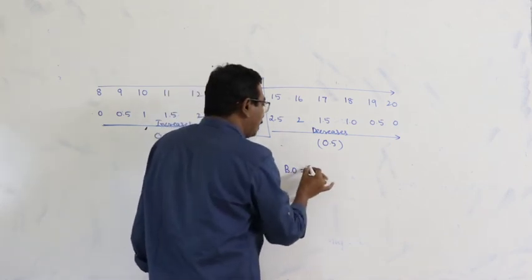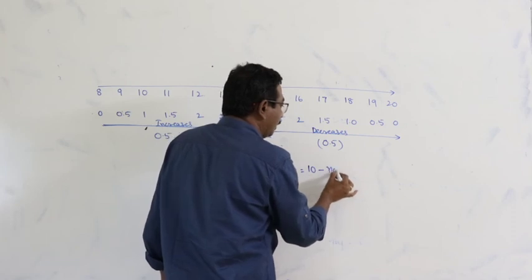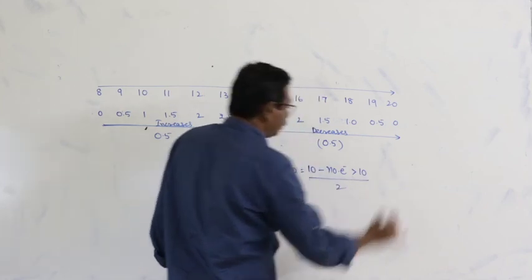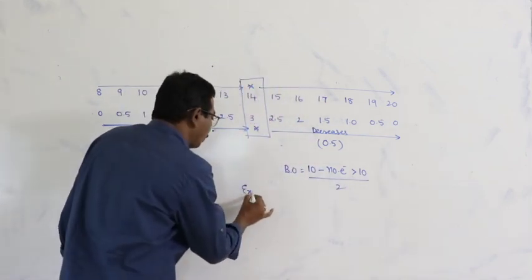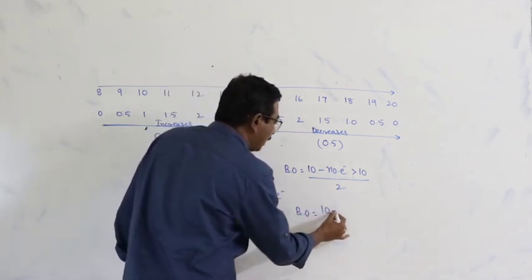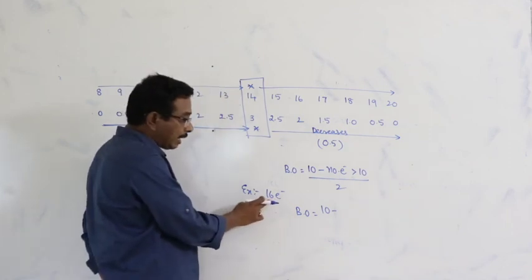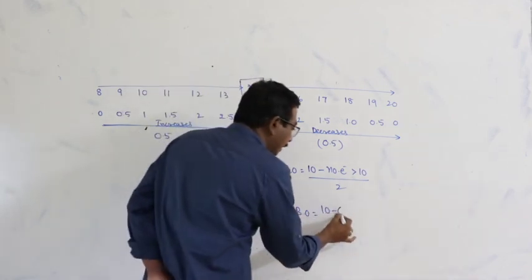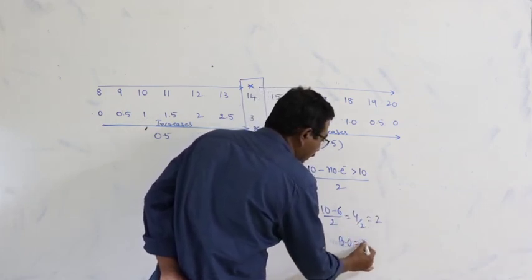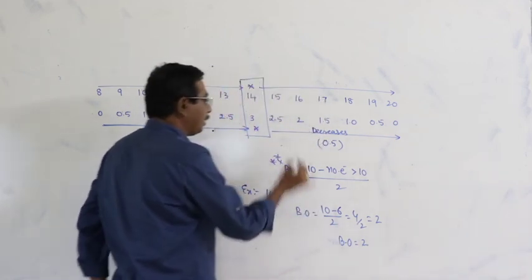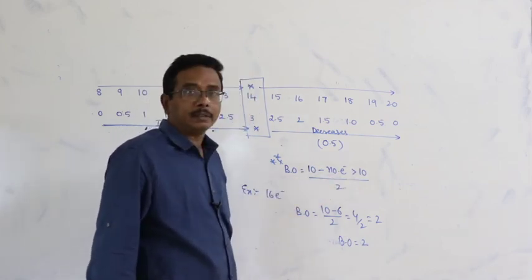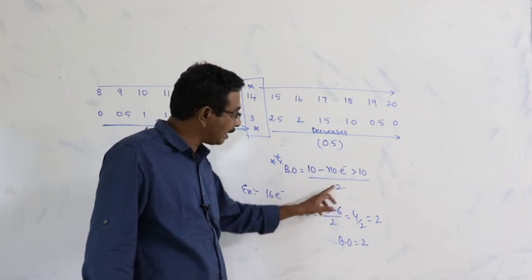What is that? Bond order is equal to 10 minus the number of electrons greater than 10, divided by 2. Example: suppose 16 electrons are there. Bond order is equal to 10 minus, here this is 16, how many electrons are greater than 10? 6 electrons. 10 minus 6 by 2, that is 4 by 2, equal to 2. Bond order is equal to 2. This is an important formula: 10 minus the number of electrons greater than 10, divided by 2.